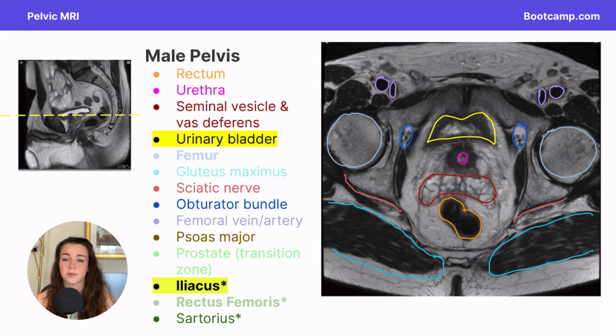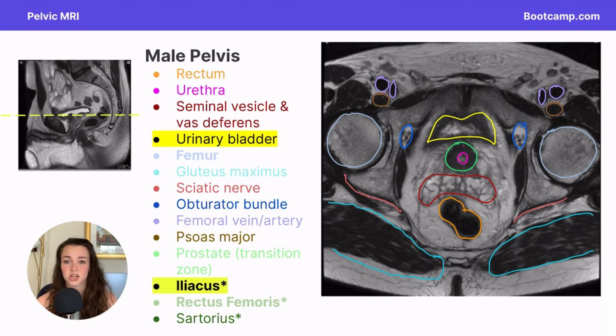They're going to show up really prominently on imaging. And so those two are a really good landmark to help you find your psoas major, which is going to run right behind them. Now, one of our important structures that I'm going to come back to in a minute, but that we've already discussed, is the prostate. And the prostate is going to be this dark ring right around the urethra. And we'll talk about the different zones of the prostate in a minute, but this is the transition zone of the prostate in this cut.